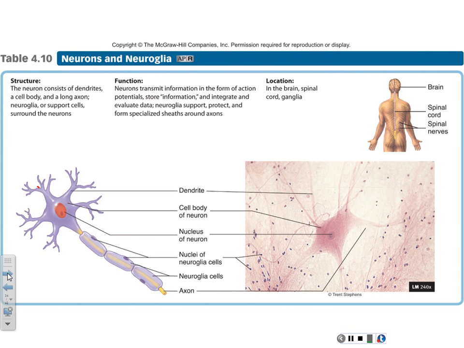Again, these are the dendrites and so forth, and this is the axon covered by the myelin sheath, which makes conduction in the nervous system faster. And we'll talk more about it.